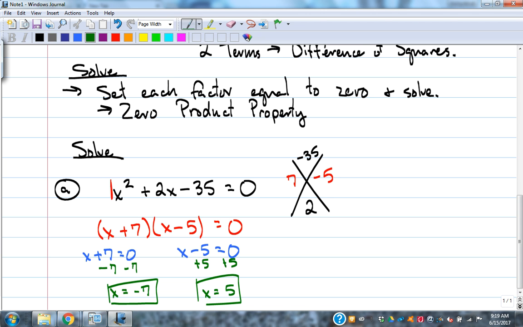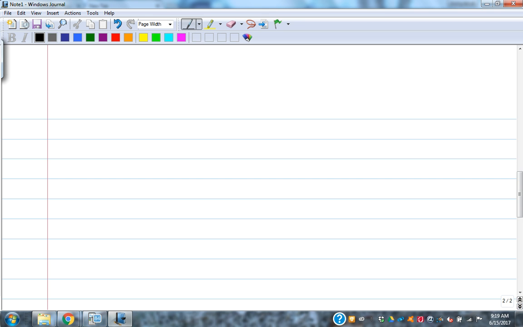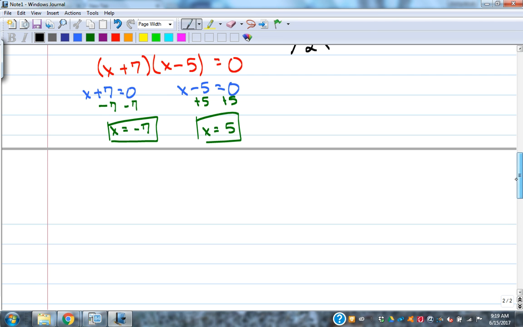Remember, the degree is 2. We should get 2 answers. So that's what we're finding here, that there are 2 answers to that, and they're negative 7 and positive 5. There's the first example of solving by factoring. Scroll back up.